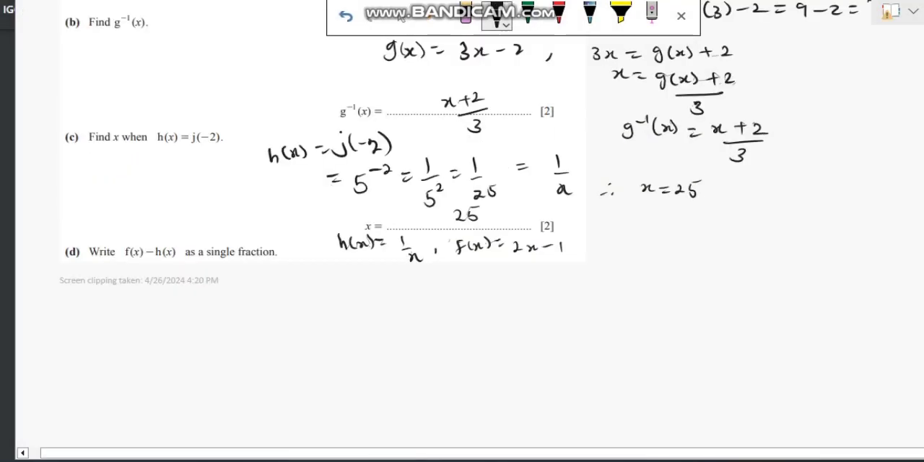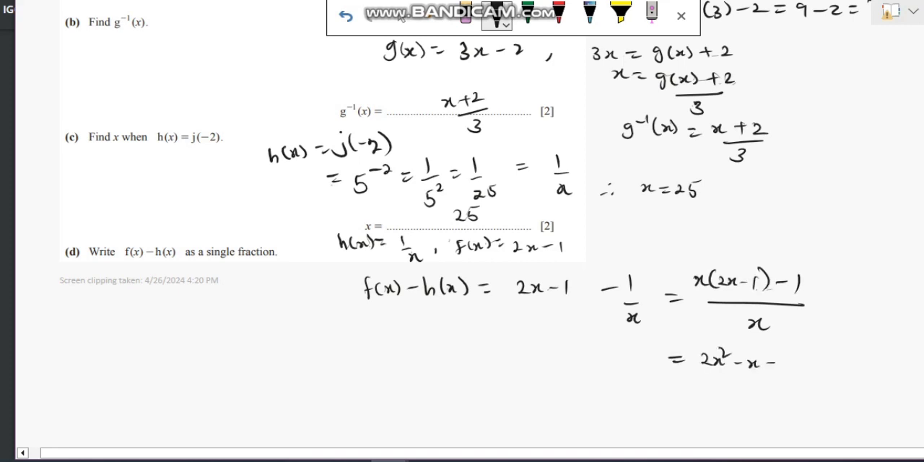So the next thing, we want to write f of x minus h of x as a single fraction. So to write that, we have 2x minus 1 minus 1 over x. So we just take the LCM. We have x times 2x minus 1, minus 1. So you have 2x squared minus x minus 1 over x. So that's the answer. I've written it as a single fraction.